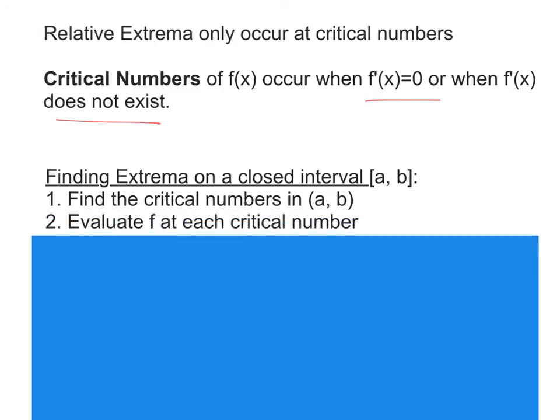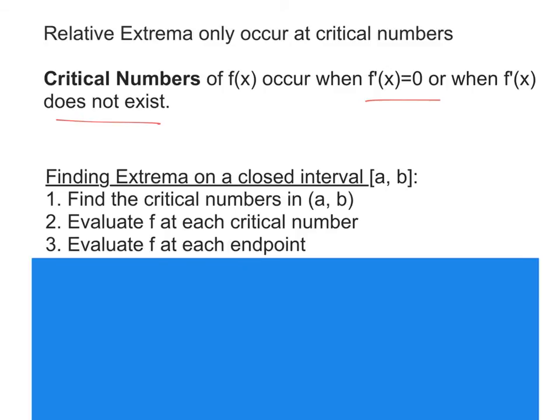Then we have to evaluate the function at each of those critical numbers. So we'll plug each of those numbers into the original function, not the derivative, into the function. We also need to evaluate, and this is the step that people miss, f at each endpoint. If we're talking about a closed interval here, we also have to check the endpoints, because we might have a whole bunch of critical numbers in between these interval endpoints, but A or B may give you a number higher or lower than any of those that we found in the middle.